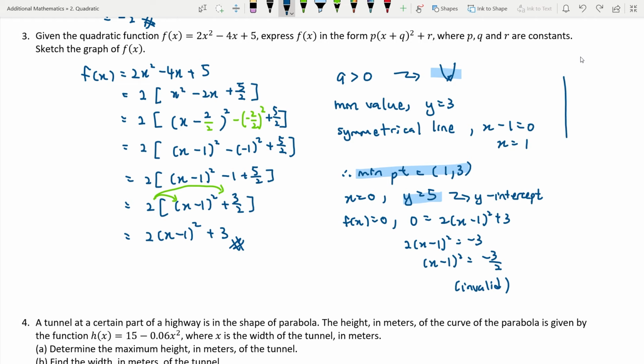We draw the x-axis and the y-axis. Then we plot the minimum point (1, 3). It is a smiling curve. And the y-intercept is 5.